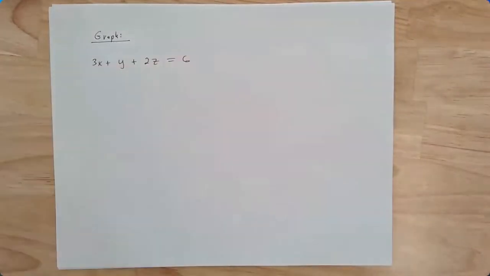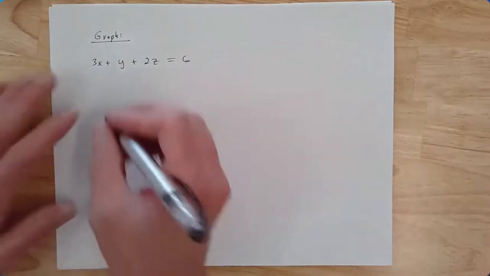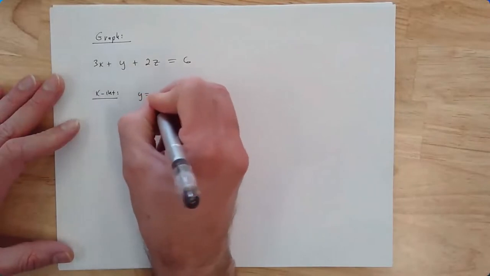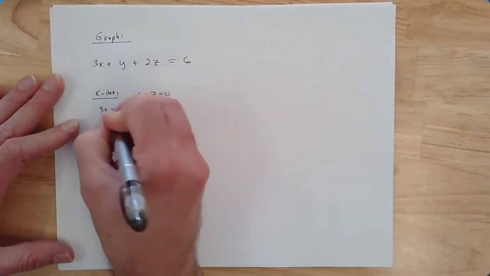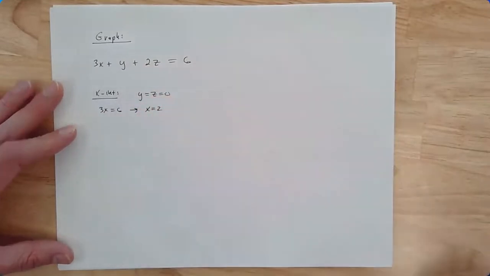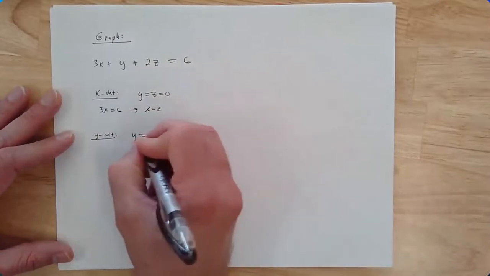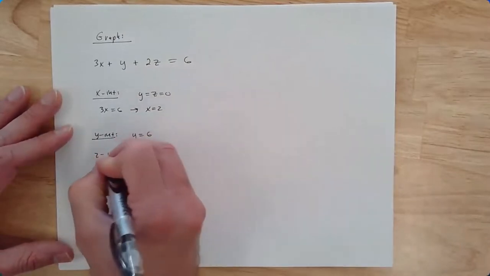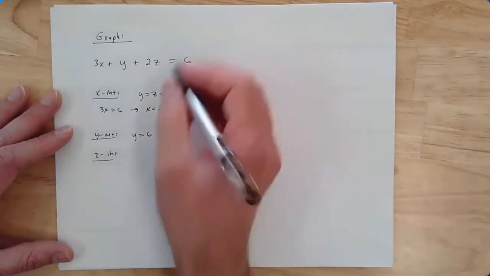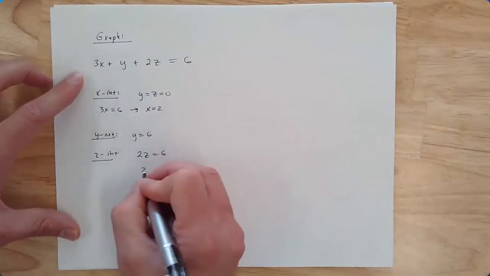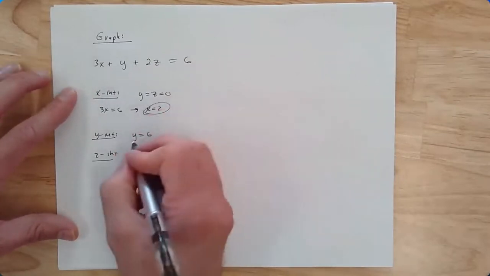Just like if I was graphing a line, I would find the x and y intercepts, to graph a plane I'm going to find the x, y, and z intercepts. To find the x-intercept, we set y and z equal to 0, and we get 3x equal to 6, which gives x equal to 2. To find the y-intercept, everything else is 0, and we get y equal to 6. To find the z-intercept, everything else is 0, so we get 2z equal to 6, so z is equal to 3. Those are our intercepts.